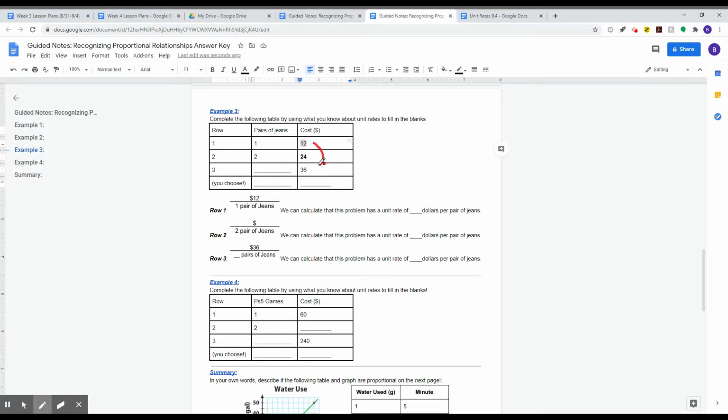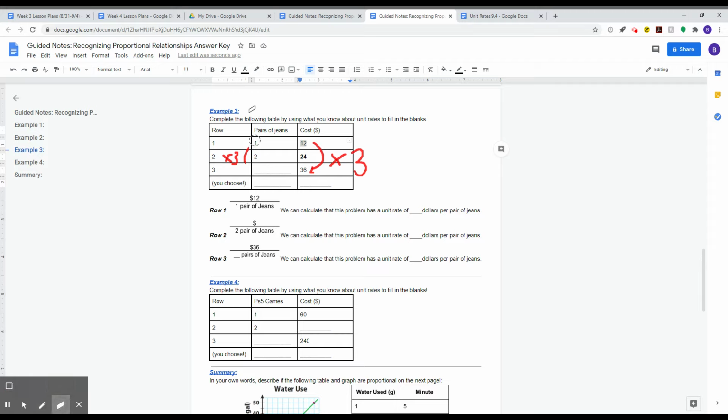What do I need to do to get from 12 to 36? What do I need to do? I need to erase that. I need to times by 3. Times by 3. So that means that when I go from 1 to here, I need to times by 3. And that's going to give us a 3 right here. Does that make sense? I hope so. I think it makes sense to most of us. And if it doesn't, we can ask questions.